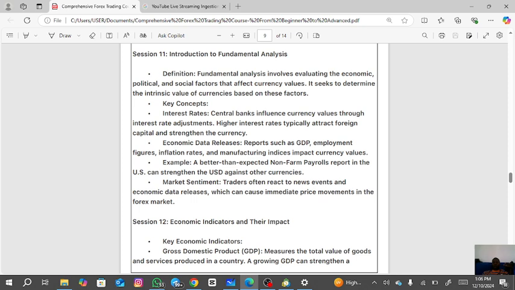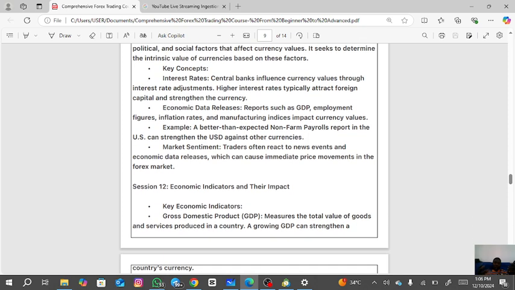Economic data releases, reports such as GDP, employment figures, inflation rate, and manufacturing indices impact currency values. Example, a better than expected non-farm payroll report in the US can strengthen the US dollar against other currencies. So having better than expected news in the United States makes the United States dollar strengthen against any other currency USD is paired with. So that's how the fundamental works, right?